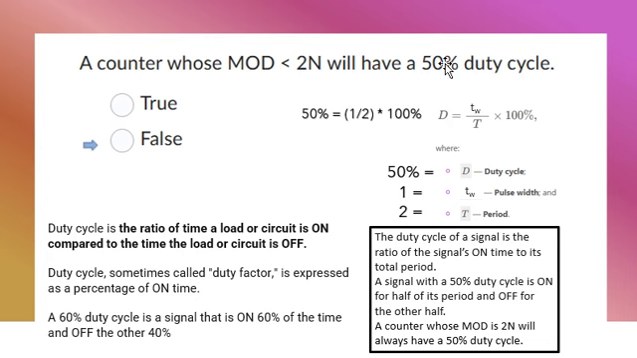Before we go into 50%, we have to know what duty cycle is. You can calculate the duty cycle from the pulse width divided by the period, times 100%, which will give you the duty cycle. We usually represent duty cycle with a percent.